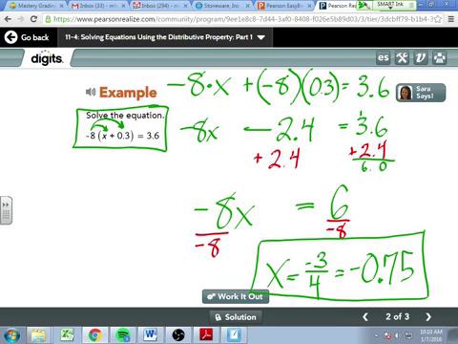Now, how would I check this? If I want to verify, is my answer right? I don't want to ask digits, is my answer right? I want to check, is my answer right? Karen? Take your x, plug it in, and do the math. Now that you have a value for x, this will, in fact, come out to be the right answer.